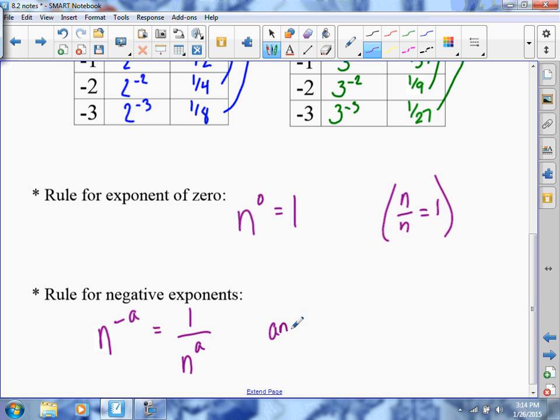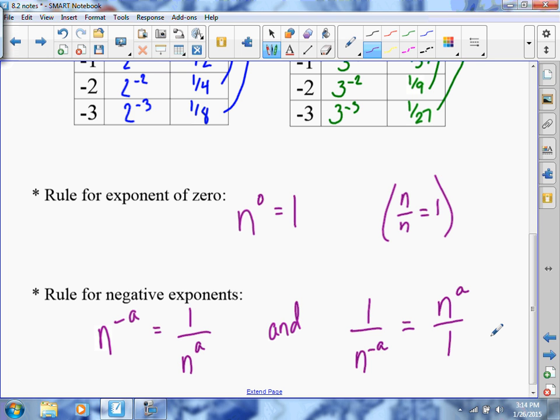And it works the other way as well. We're going to see that as we go through the rest of our notes. If we had that negative exponent in the denominator, then it would be like taking n to the positive a over 1. So basically, negative exponents are bad.